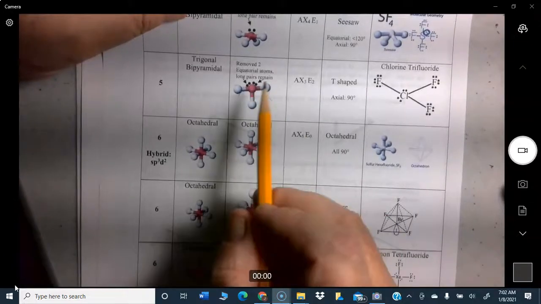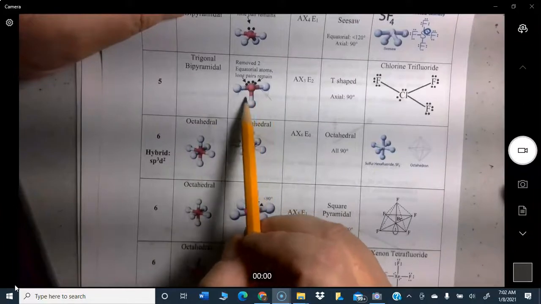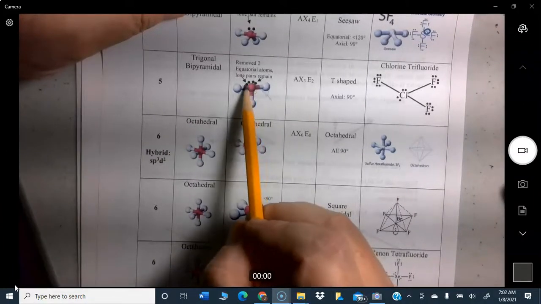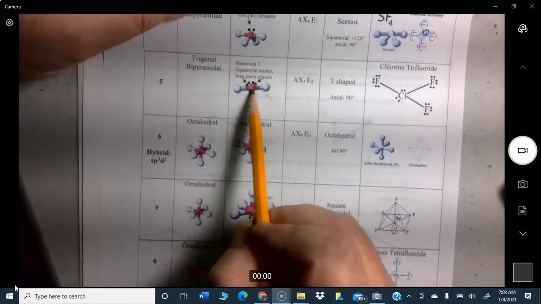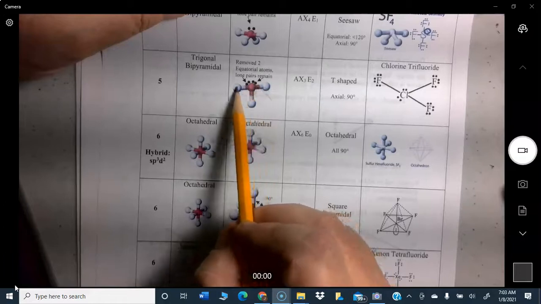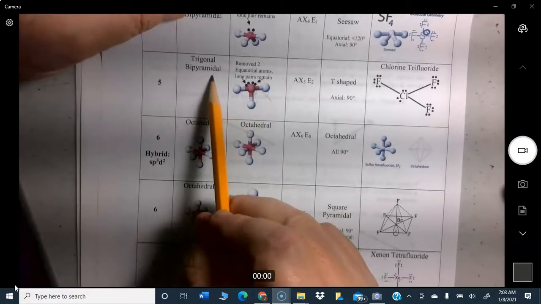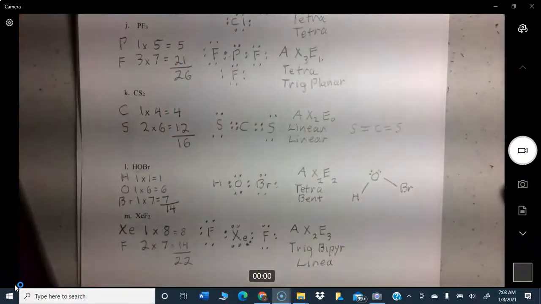Okay, so that one wasn't included on this sheet. You almost never come across it, but it's going to be linear. This is going to be gone. There's going to be a lone pair right here, and they're going to be equidistant from each other around the central atom, so they're going to basically cancel each other out. So this is going to be a linear molecule. So it's part of the trigonal bipyramidal family, but it's linear. Okay, and that's the end of that down to M.